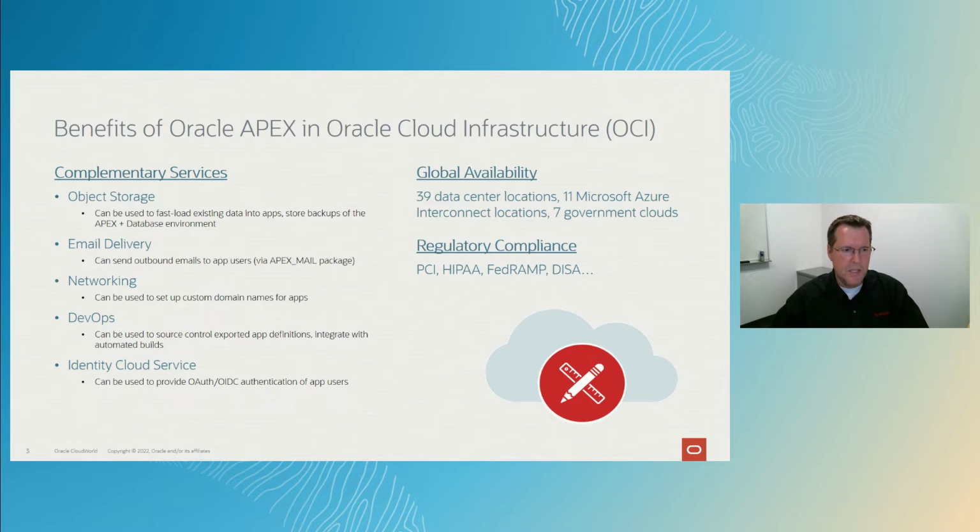Things like object storage, where you can stage existing application data and then load it into your apps very fast, a fast load capability when you're using OCI object storage. Also with Autonomous Database, you can very easily take full backups of your environment and then restore from backup at any time, and you can keep those backups in low-cost object storage. So that's another touch point with Autonomous Database. This object storage is something that you may find yourself using along with this environment.